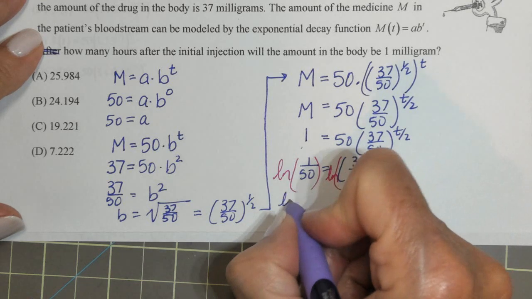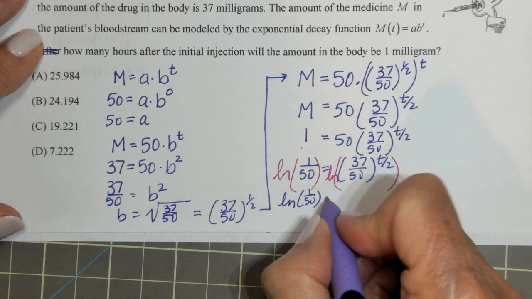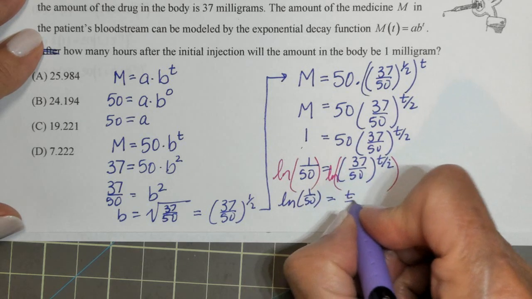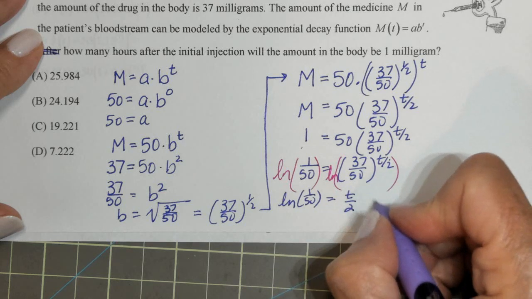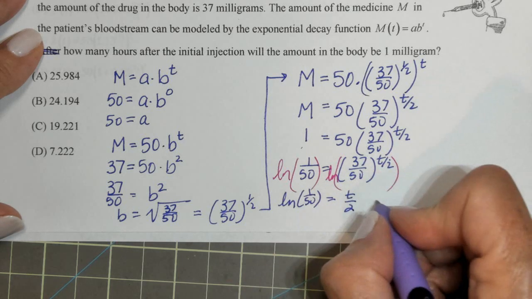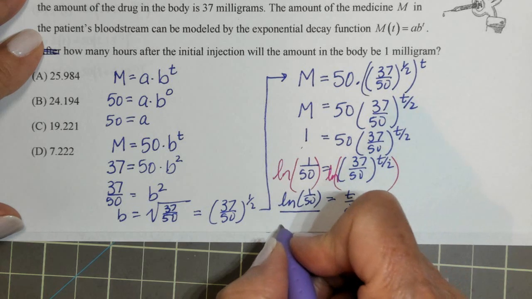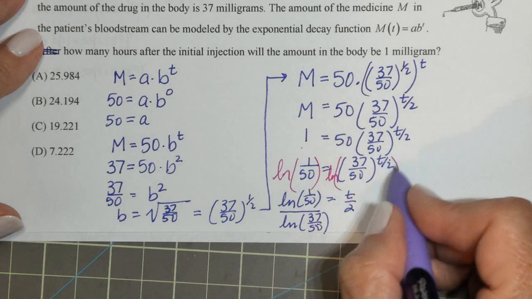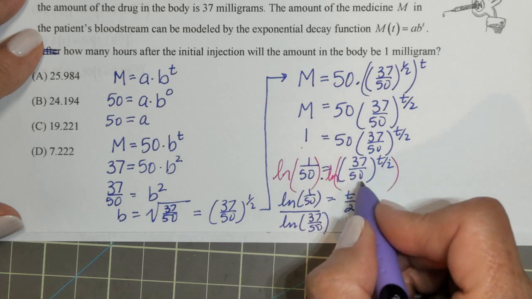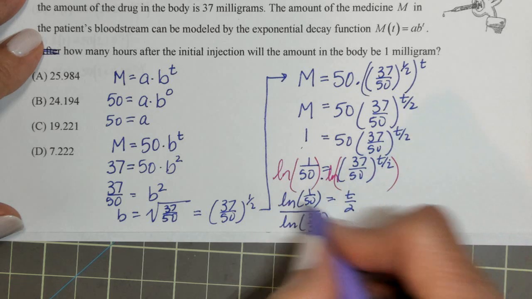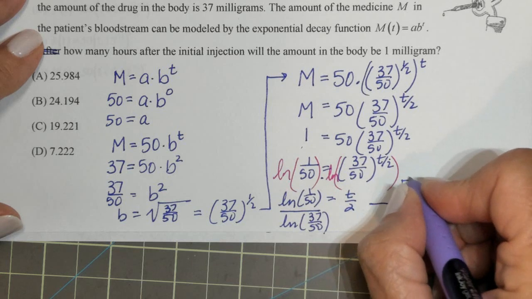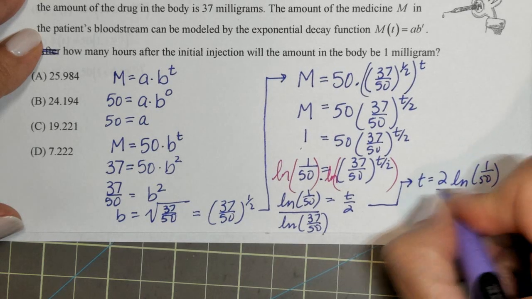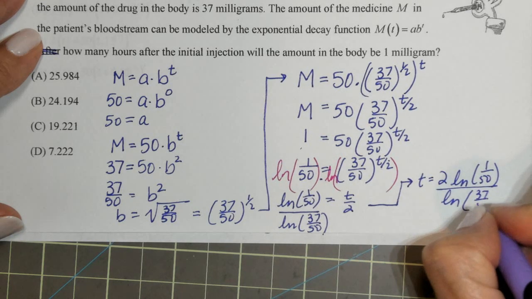And I get ln of 1 over 50 is equal to, I'm going to pull the power to the front, so t over 2 ln of 37 over 50, which I'm going to divide over. Ln of 37 over 50 will be divided over, right? Power to the front, and then divide by what's with your t. And now I just have to multiply by 2. So t is equal to 2 ln of 1 over 50 divided by ln of 37 over 50.